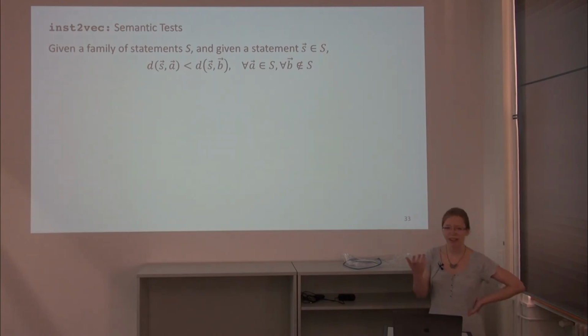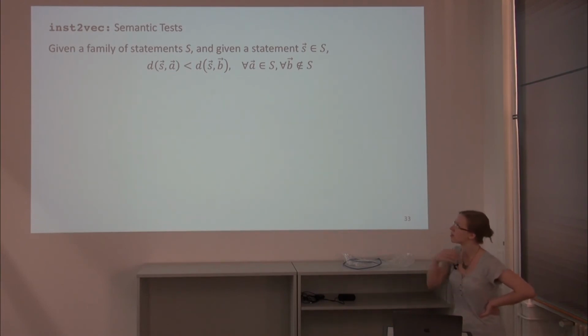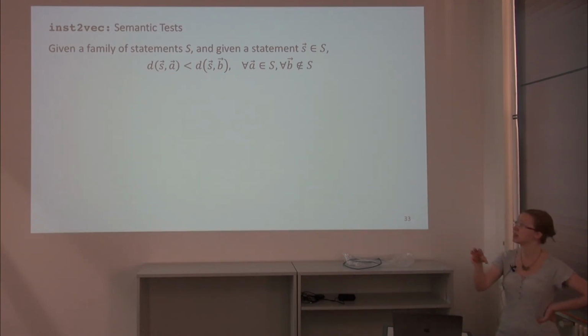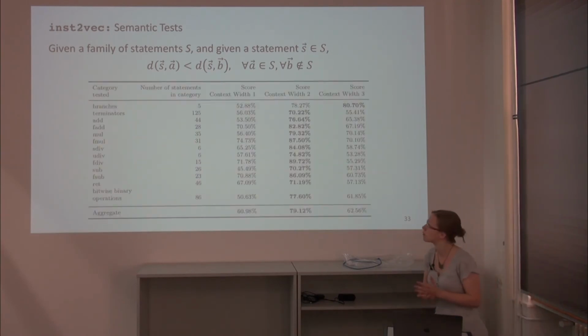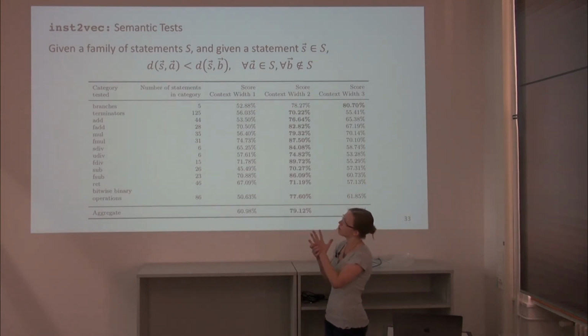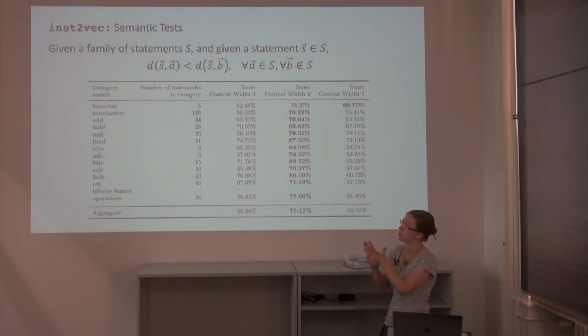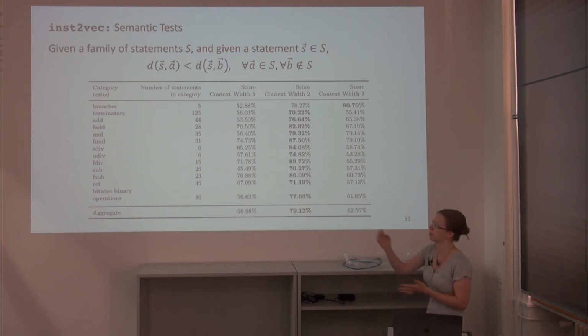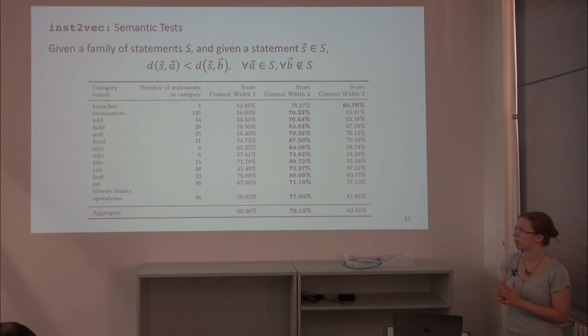Lastly, we try to numerically evaluate how pure our clusters are, in a sense. So we run semantic tests by taking a family of statements, and then we look, well, given any statement in this family of statements, are the other statements in this category closer to it than statements outside of the category, and just output a score for that for different families. The families we came up with are branches, terminators, additions of integers, additions of floating points, and then more bitwise binary operations and other examples that you see in the leftmost column. Again, we end up with relatively high scores, and the context width of 2 exhibits the best scores.